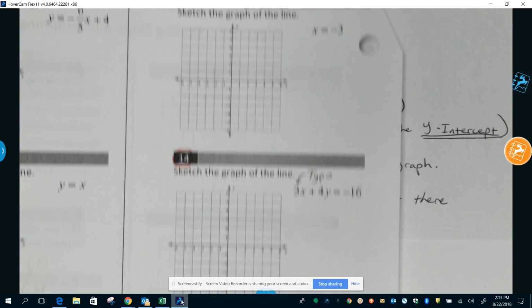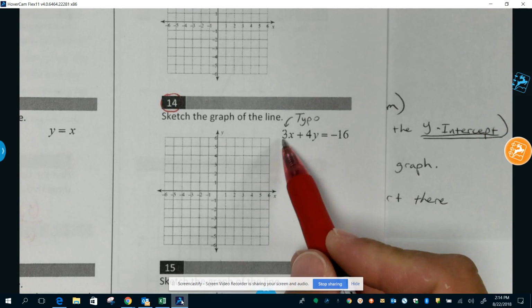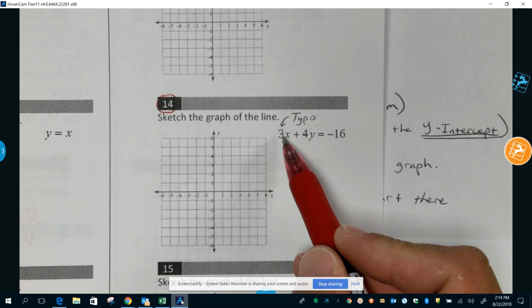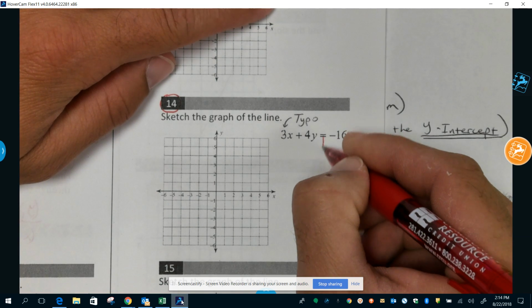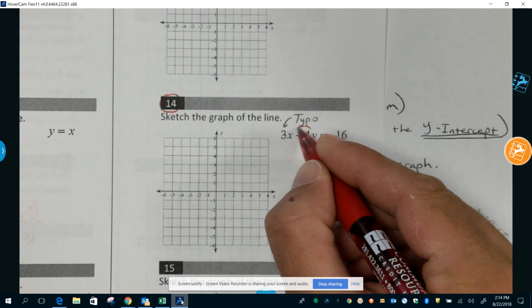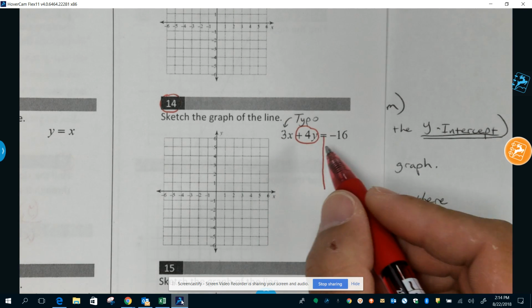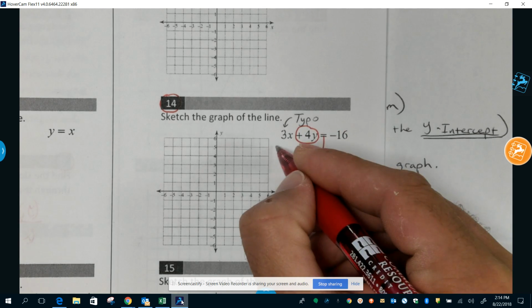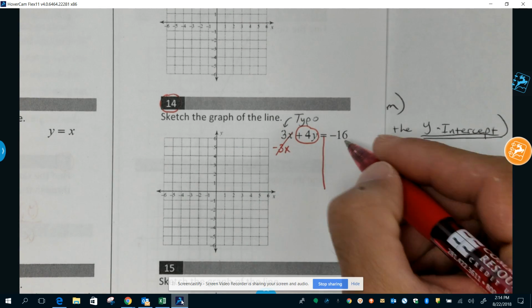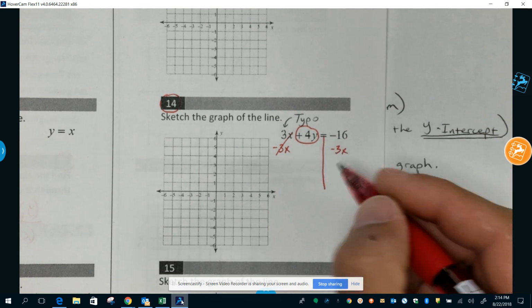If we're looking at problem 14, there's a little bit of a typo. You can't quite see that this is actually a 3, so make sure you put this as a 3 on your paper. The first thing we want to do, like I said, is solve for y. If I'm trying to solve for the y value, the first thing I need to do is get rid of the 3x. How would I do that? I would subtract 3x. I want the whole thing to go to the other side. So we subtract 3x from both sides.